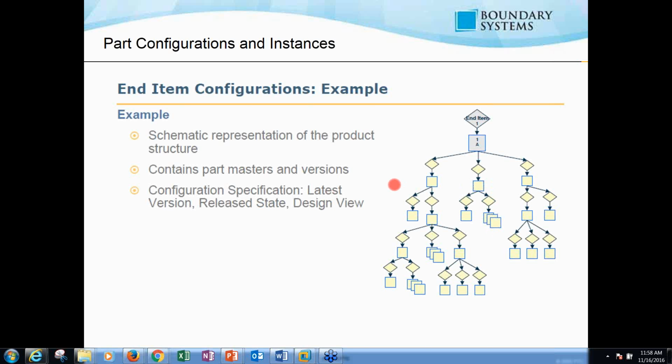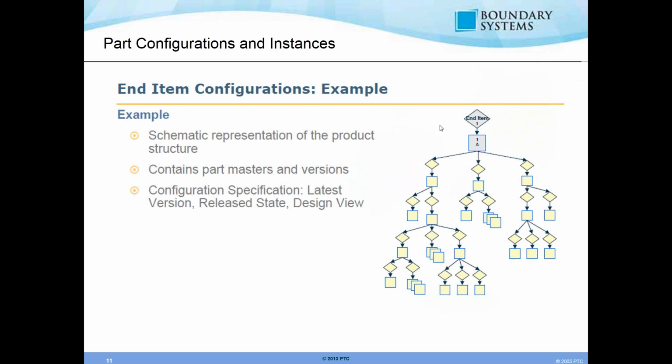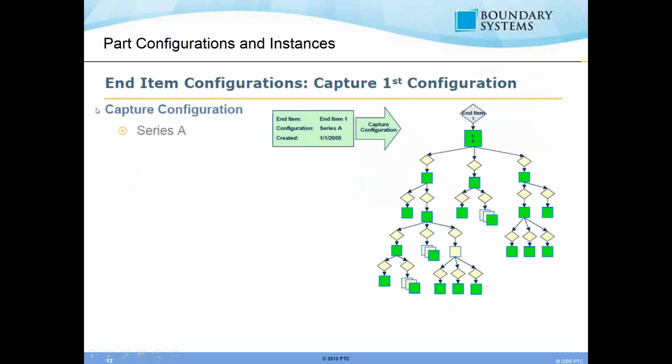What a part configuration does is it's similar to the baseline in that it snapshots that part at a specific point in time. So what we can do with this configuration is we get everything ready to go, and then we tell it, okay, we want to create an end item configuration. It's a new item called a configuration. We call it Series A in this case, and it captures the exact revision and version of everything that's in the structure at the time of that configuration.